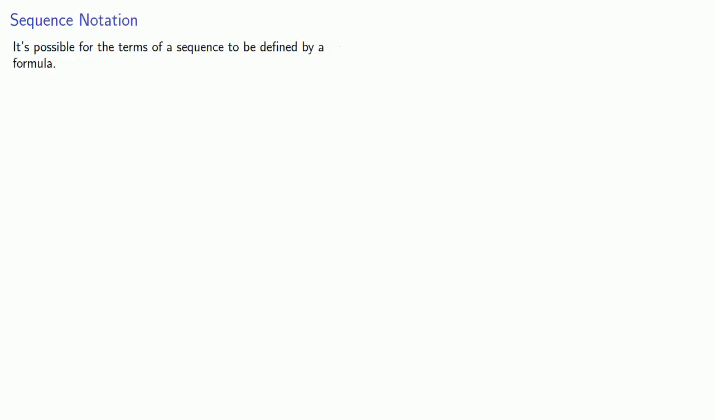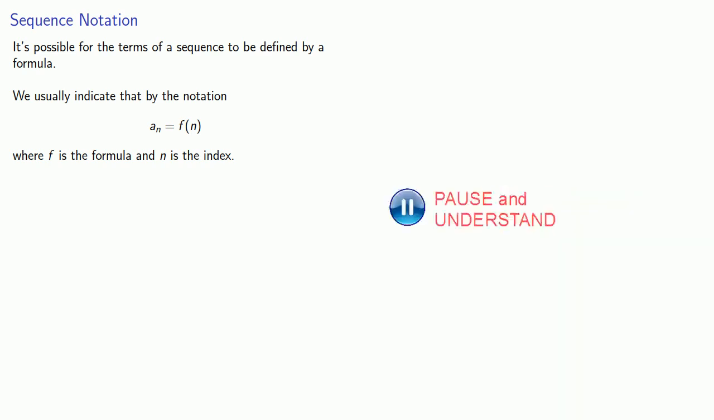It's possible for the terms of a sequence to be defined by some formula. We usually indicate that by the notation a sub n equals f of n, where f is the formula and n is the index. It identifies which term of the sequence you're looking at.